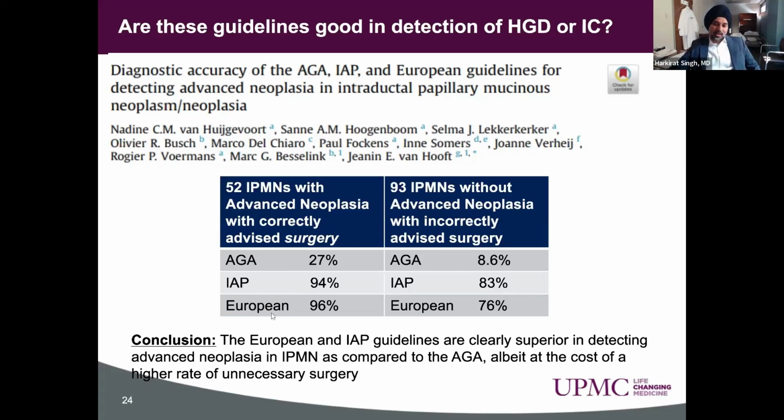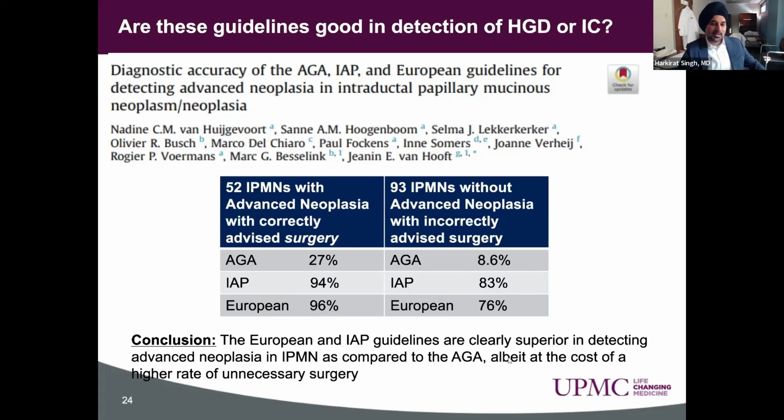So even though the guidelines found 90+% of the patients who needed surgery, they also sent patients for surgery who did not need surgery. So their conclusion was that the European and the international consensus guidelines are clearly superior in detecting advanced neoplasia in IPMN as compared to AGA, but at the cost of a higher rate of unnecessary surgery.